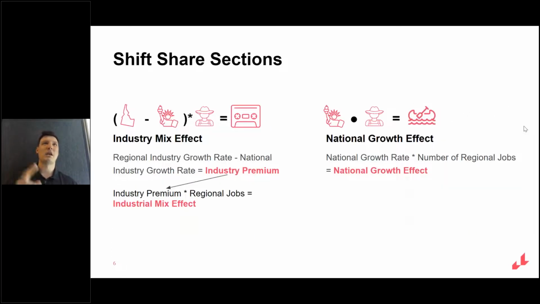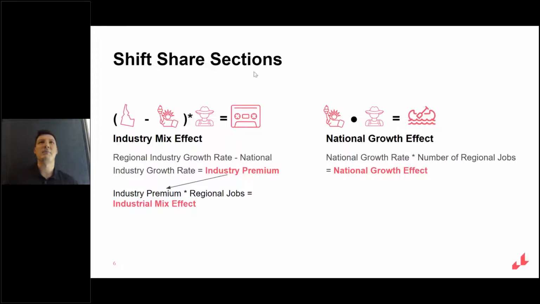So to unpack those selections of shift share, we have the industry mix effect. The industry mix effect is the regional industry growth rate, so right now I have Idaho, minus the national industry growth rate, which equals the industry premium. Then we use that industry premium to multiply the amount of regional jobs to get us the industry mix effect, not industrial. Sorry about that.